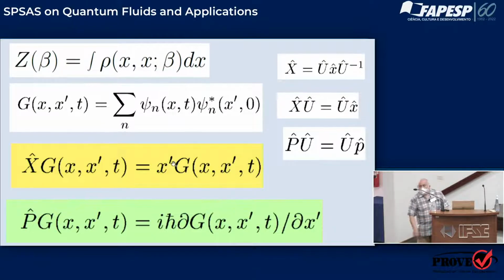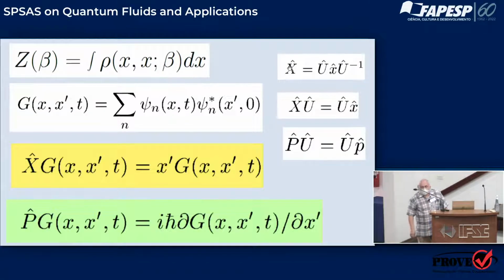Therefore, the propagator is an eigenfunction of the operator X. And for p, similar things, but p is the derivative. Therefore, here we shall apply an operator p to the left, and here will be a derivative with respect to the second variable. Okay? It is a much more simple problem. No summation, only the problem of solving a simple differential equation, provided we know these operators.